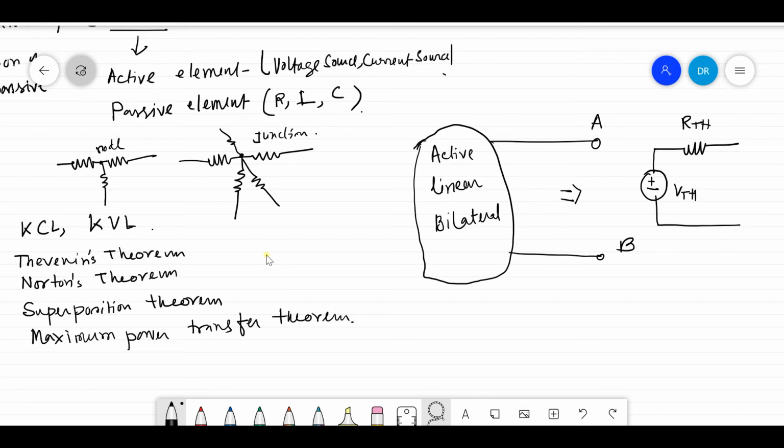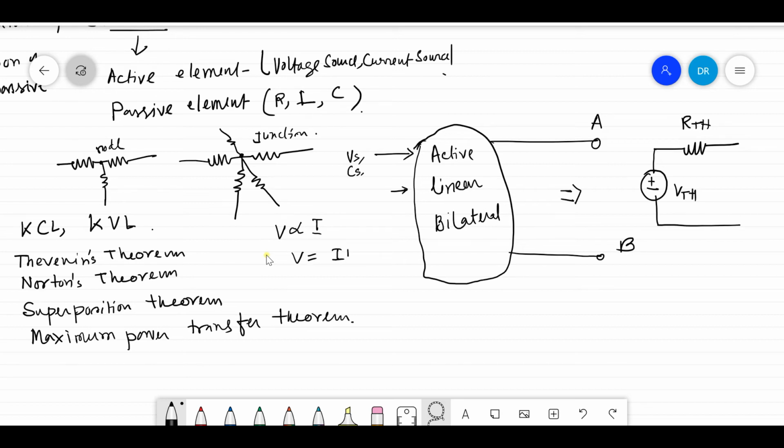So what do you mean by active? Active means it must contain voltage source, current source, not necessarily single. Multiple voltage sources and multiple current sources can be there. What is linear? Remember that in class 12 we already learned that V is proportional to I.